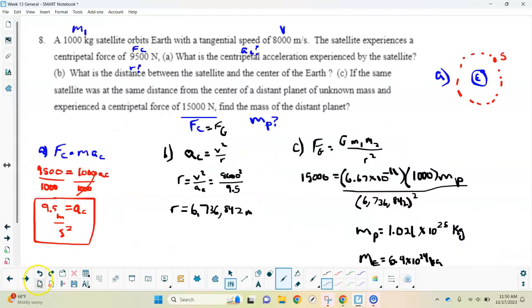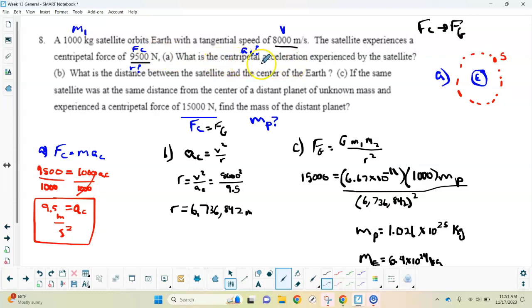Last one deals with a satellite. So this is FC, centripetal force, and FG, which we haven't talked about up to this point in the review, but that is definitely part of your assessment, so we want to make sure you talk about it. So a satellite, which is 1,000 kilograms, so that's the mass of the satellite, M1, MS, whatever you want to call it, is moving at 8,000 meters per second. The satellite experiences a force of 9,500 newtons, which is FC or FG, same thing.